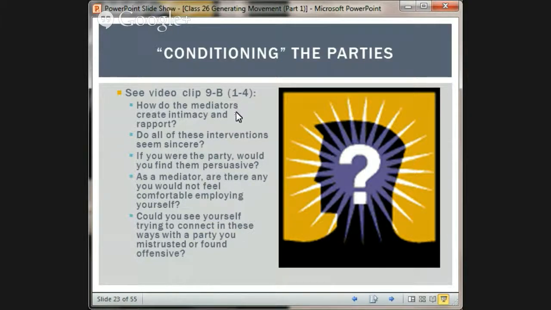Pay attention to how Lord tries to establish intimacy. Part of this is that he's in a small claims mediation, so there's not a lot of opportunity to do it, but be mindful of it. Just be mindful of it.